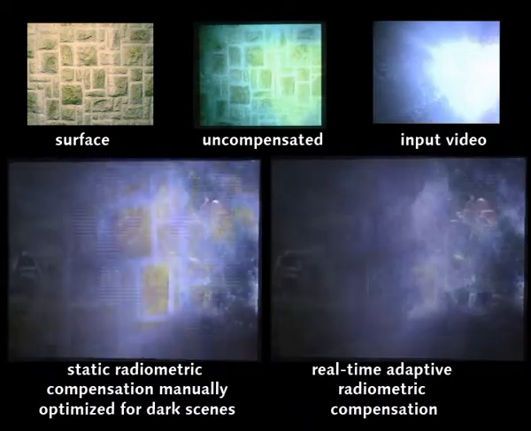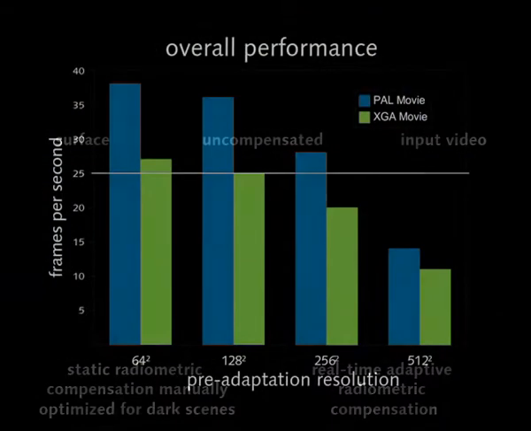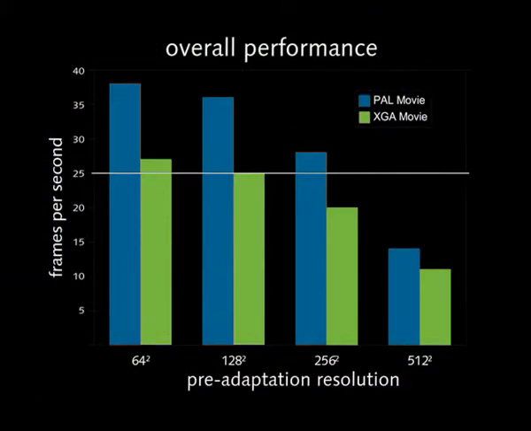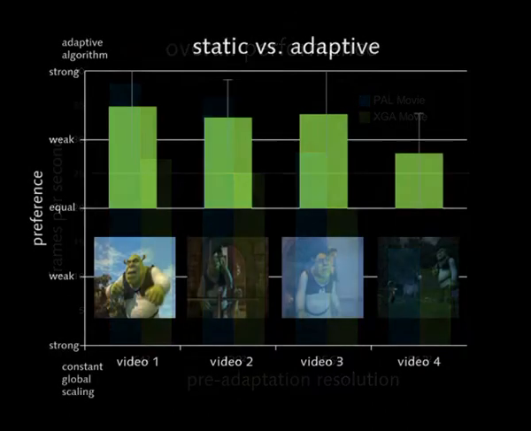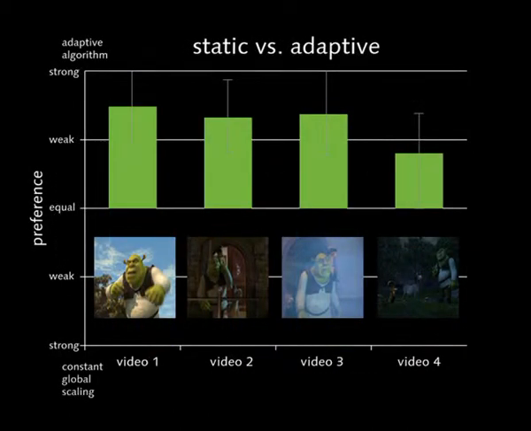We used a Pentium 4 processor with 3 GHz together with an NVIDIA GeForce 7900 GTX for performance evaluations. With this setup, content in PAL and XGA resolution can be compensated in real time. This diagram shows the results of 4 video scenes presented in the test study, which was carried out by 32 participants. All projections were displayed with a traditional radiometric compensation algorithm and our adaptive solution.